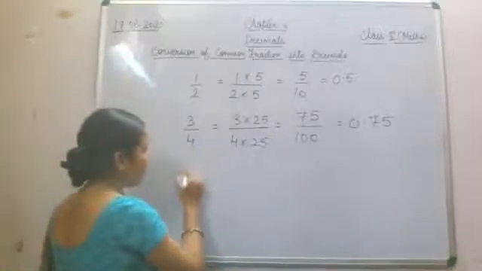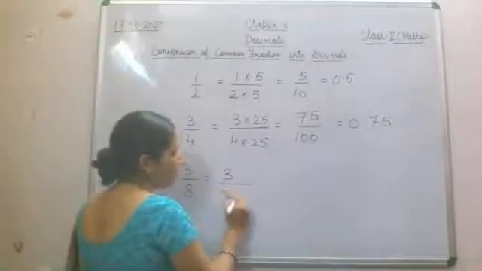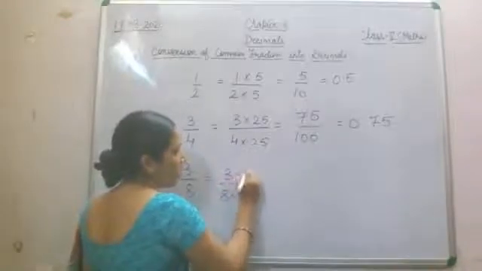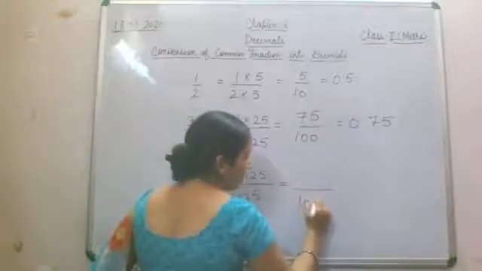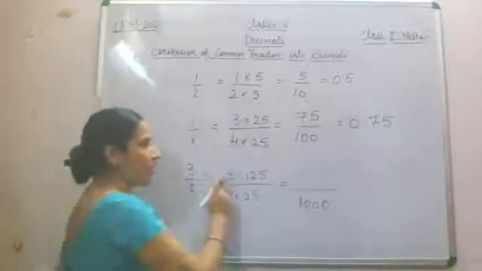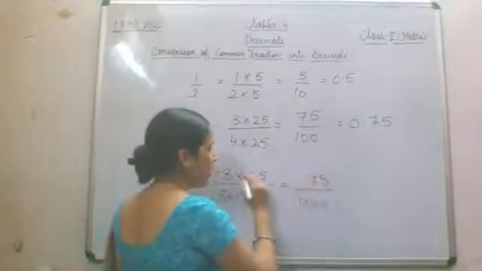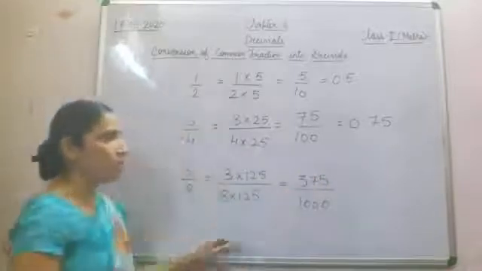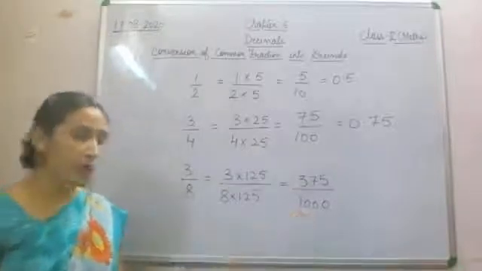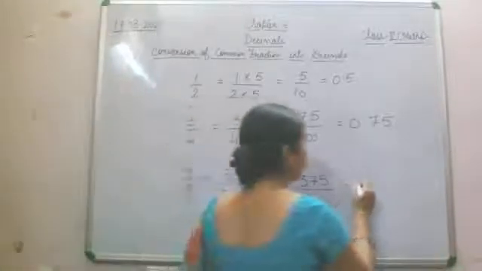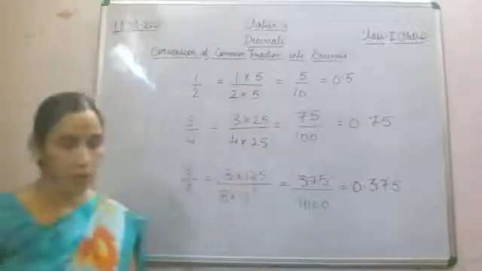See this, now 3 by 8. Now 8 will be multiplied by 125, and here also 125, so that it is converted into 1000. Here 3 fives are 15, carry 1, 3 twos are 6, 7, and 3 ones are 3. So now this 375 divided by 1000 you can convert into decimal form, and it becomes 0.375. So this will be your answer.